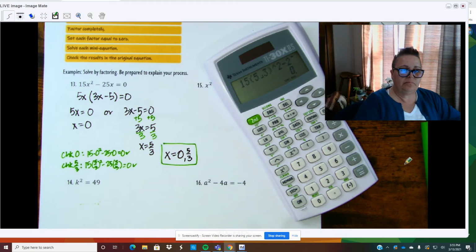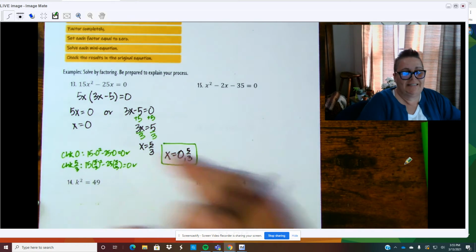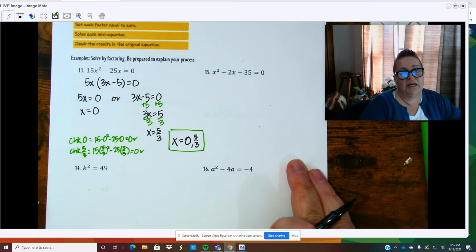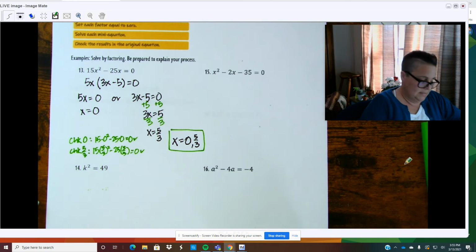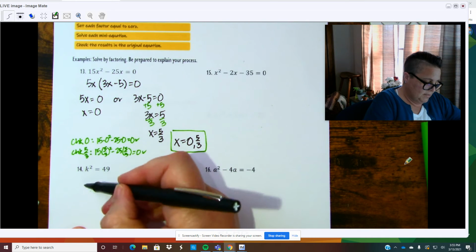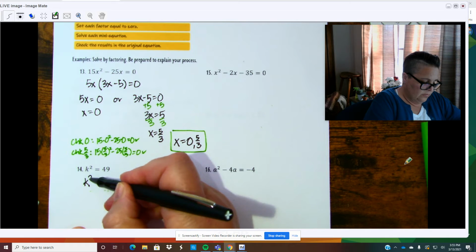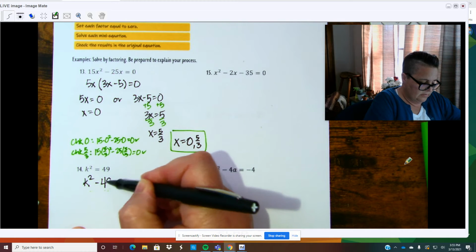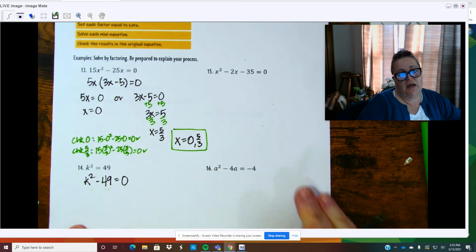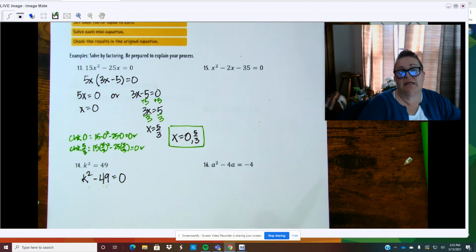All right. What do I do about number 14? This is k squared is equal to 49. I want to write it in standard form. To put it in standard form, I will need to move the 49 over to the other side. I have k squared minus 49. This is two terms. It should be factorable.